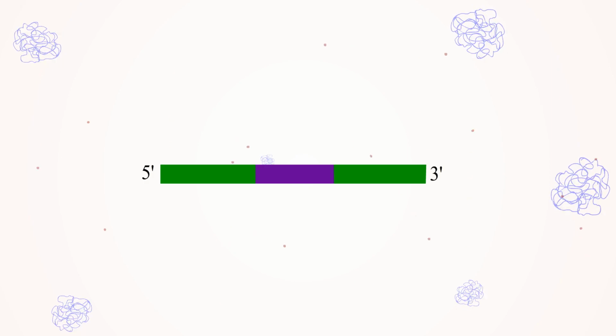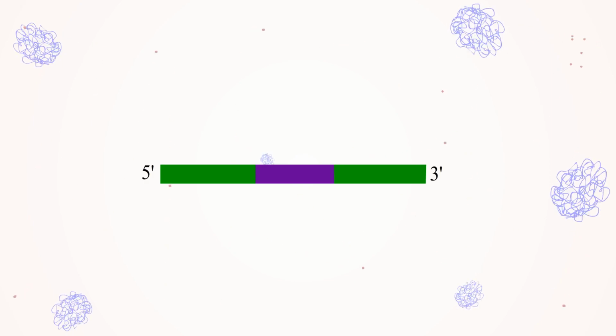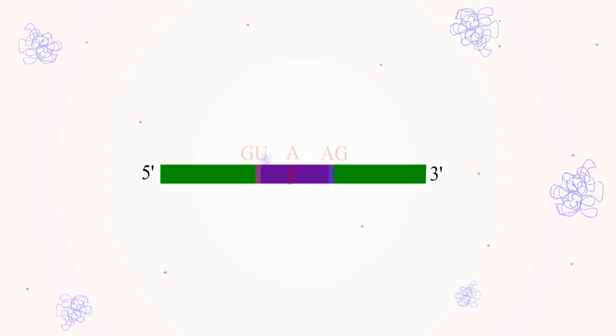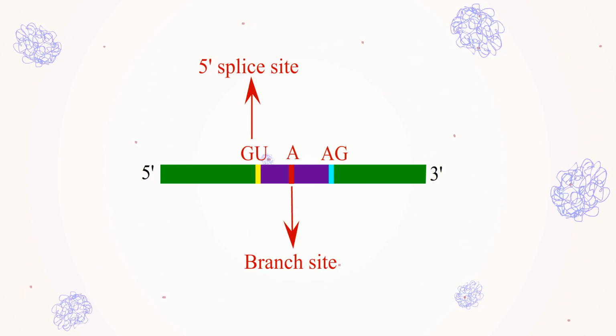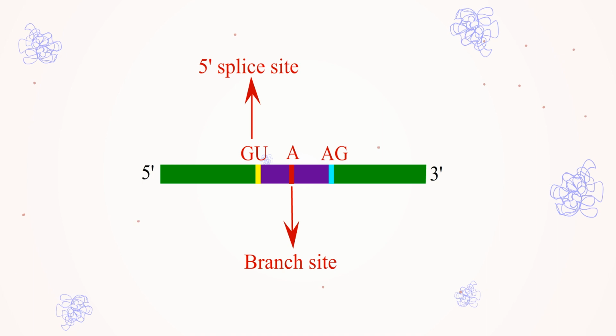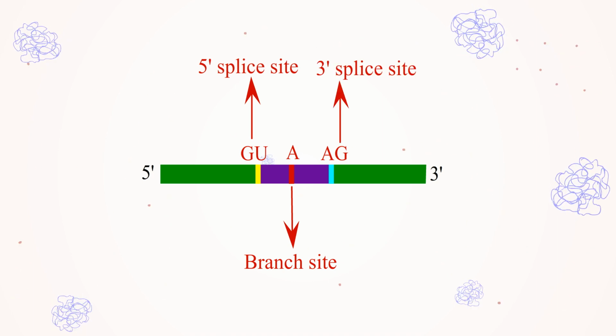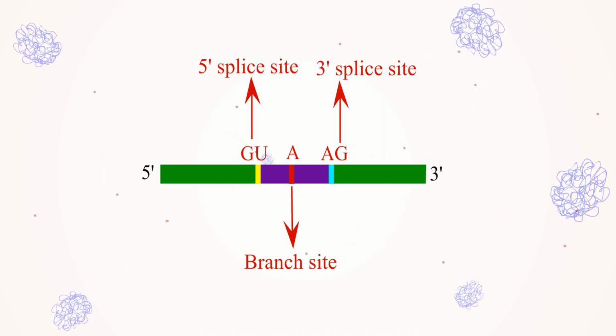For example, consider the pre-mRNA transcript with two exons and one intron. The intron contains important regions like 5' GU sequence or 5' splice site, a branch site that is located near a pyrimidine-rich region, and 3' AG sequence or 3' splice site, that are required for splicing.